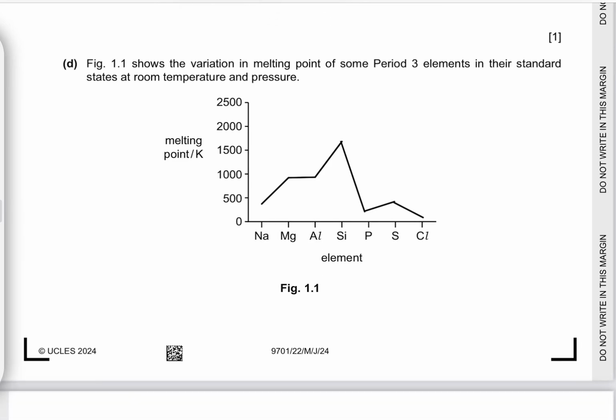D. Figure 1.1 shows the variation in melting point of some period 3 elements in their standard state at room temperature and pressure. Here is the melting point for sodium, magnesium, aluminium and silicon. We can see that from sodium to silicon it's increasing. From sodium to magnesium it has increased. From magnesium to aluminium it has increased a little bit, but from aluminium to silicon the melting point has become much higher.